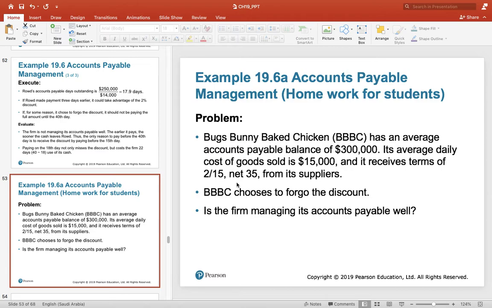Now the company's policy is 2/15 net 35. So is the policy good? It's not, because if it pays on the 15th day, it will get this 2% discount. It's not paying on the 15th day. It is paying on the 20th day. If you are not paying on the 15th day for any reason, don't pay up to 35 days. Use the money. So it is not using the money for 35 minus 20, it is losing the money for 15 days, which is not a good policy.